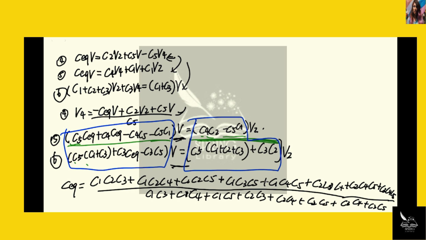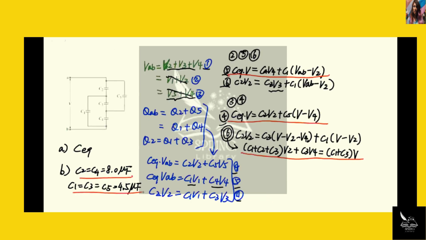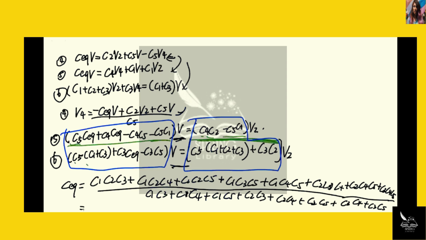And finally, we plug in the numbers. Let me go back to page 1. We see C2, C4 equals 8, C1, C3, C5 is 4.5. Okay, I will not bother to write everything out. But if you really do just put everything into this equation, you will end up getting 6 microfarad.